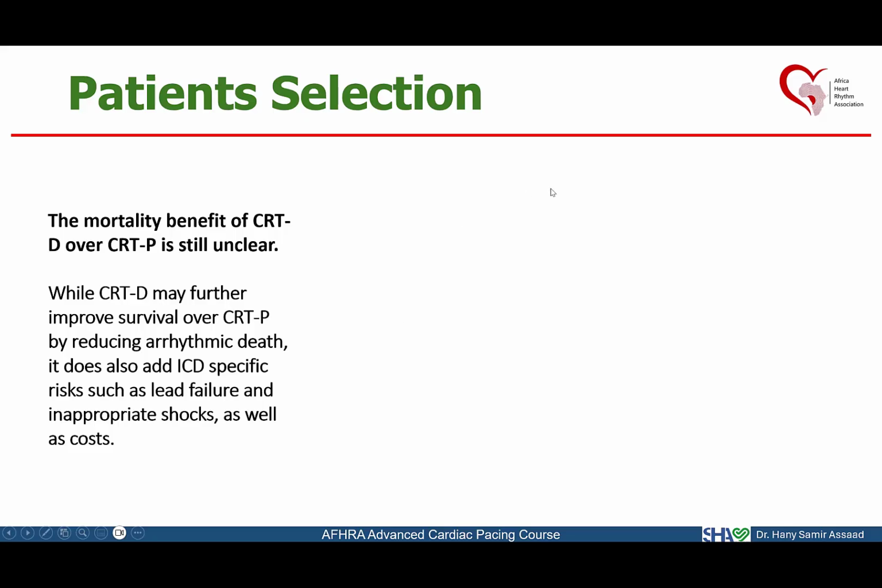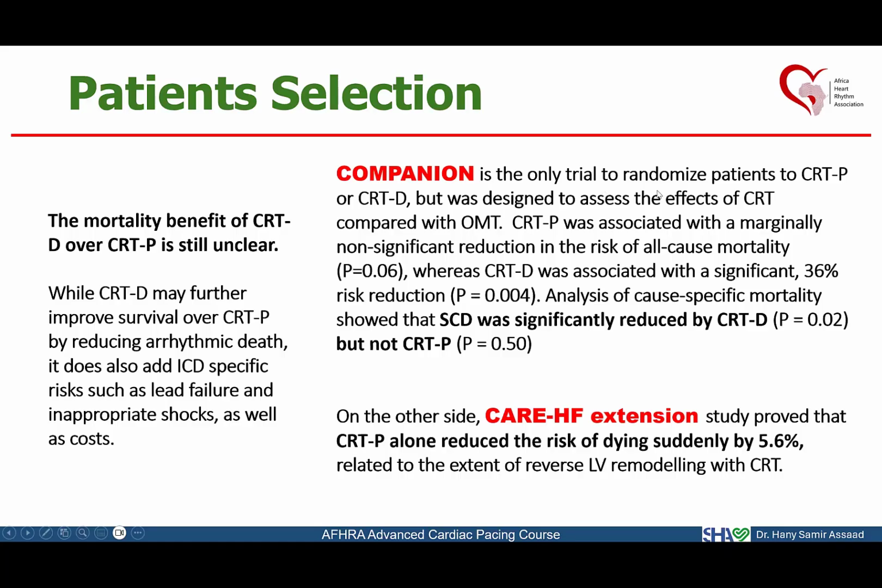Maybe the COMPANION study was one of the few trials that randomized patients to CRT-P versus CRT-D, but it was designed mainly to assess the effect of CRT compared to optimal medical therapy rather than to compare the two technologies or the two devices. CRT-P was associated with a marginally non-significant reduction in the risk of all-cause mortality. And in the analysis of cause-specific mortality, COMPANION showed that sudden cardiac death was significantly reduced by the CRT-D with a p-value of 0.02, but not the CRT-P.